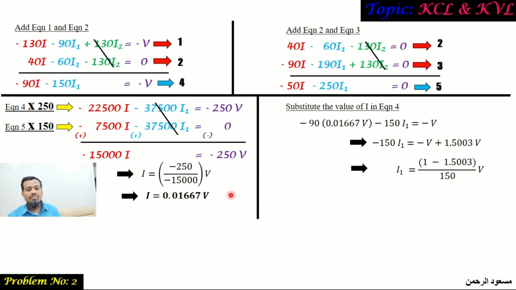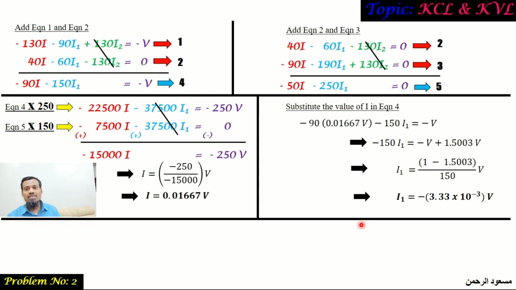So manipulating this, you will end up with the current I1 to be negative 3.33 milliamps, which I have written as 10 power minus 3, which is again the current I1 found in terms of the battery voltage V. Let us go into the question, what is mentioned in the given problem.